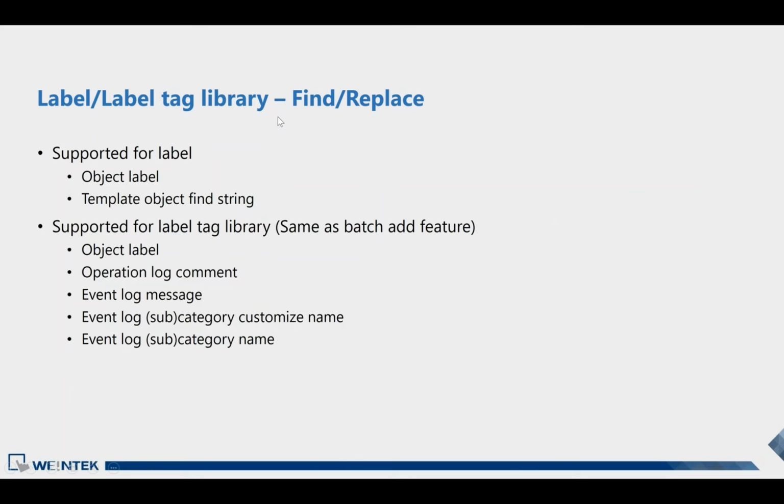It should be noted that the general label range that can be searched is for the object label and the template object find string. So I will explain this later. And for the label tick library search, this is the same as the batch A features like label, operation log comment, and for the event log messages, event log labels over here.